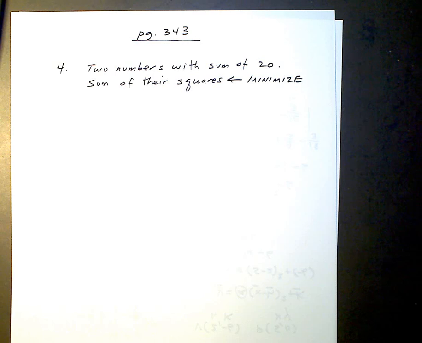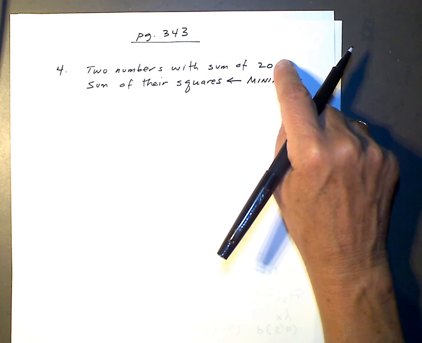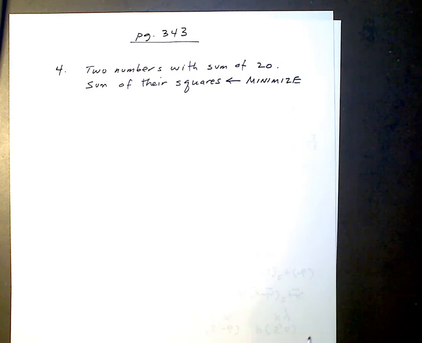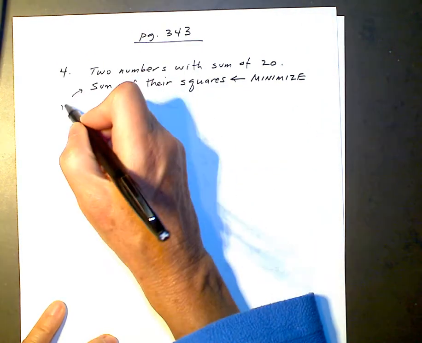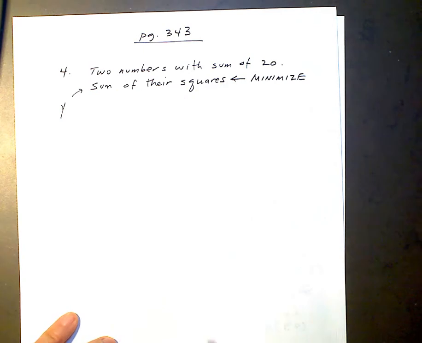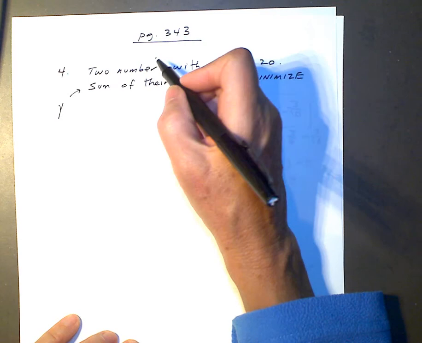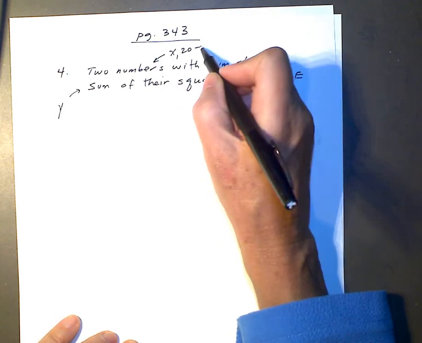Okay, on page 343 we have word problem number 4, which tells us that there are two numbers that we're supposed to find such that their sum is 20, and the sum of their squares is something that we want to minimize. We want to make it as small as possible. So I'm going to make y represent the sum of their squares, and I'm going to make x be one of the numbers. So one of the numbers will be x, and then the other one will be 20 minus x.